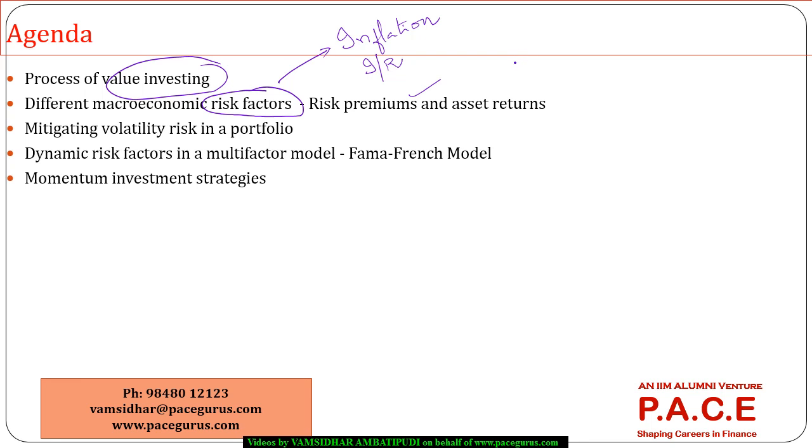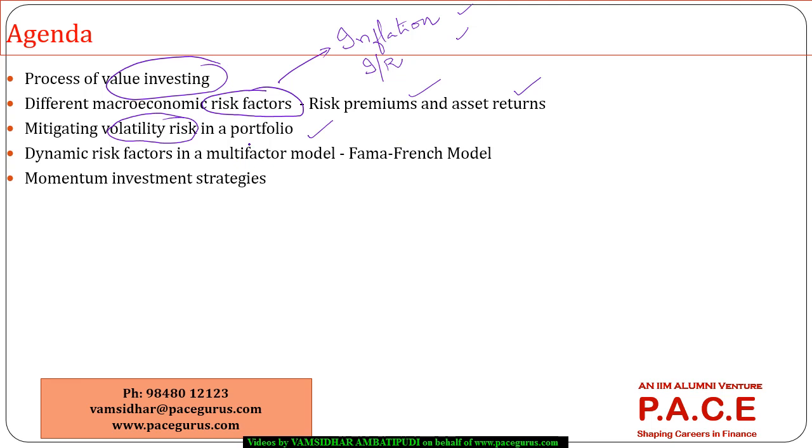What is the kind of risk associated with each of these macroeconomic factors, and what is the level of risk premium associated with them? Correspondingly, what should be the asset returns of those assets which are exposed to these macroeconomic risk factors? Then there is a special focus on understanding volatility risk, which is again one of the macroeconomic risk factors. But in a portfolio, how do I really mitigate the volatility risk?